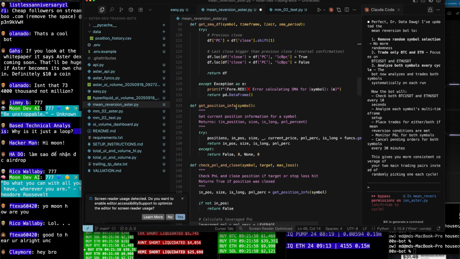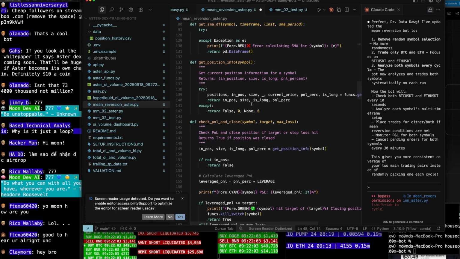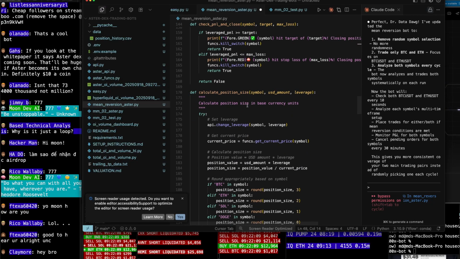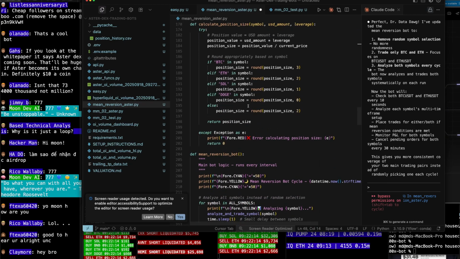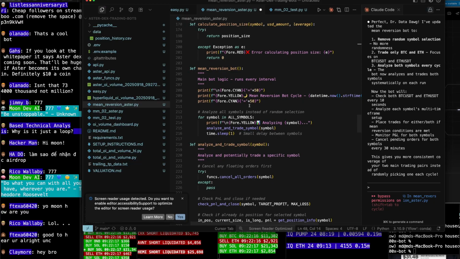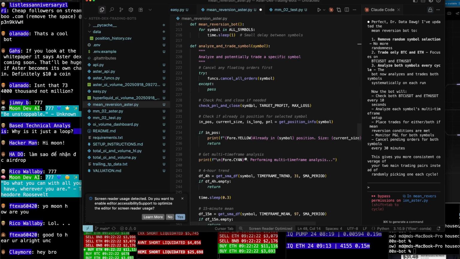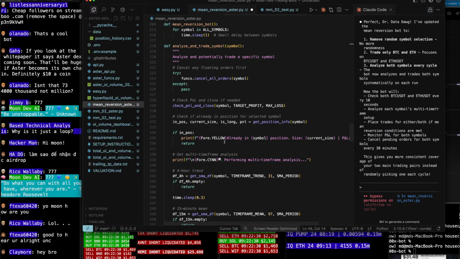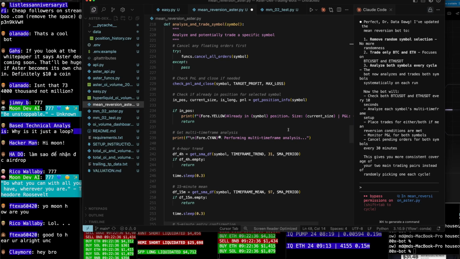Def get position. Get position info here. Def check P&L close. Okay, calculate position here. Position size. Okay, mean reversion bot. Analyze all symbols for the mean reversion. Functions on cancel orders. Okay, check P&L close. Check if already in position for a selected symbol.